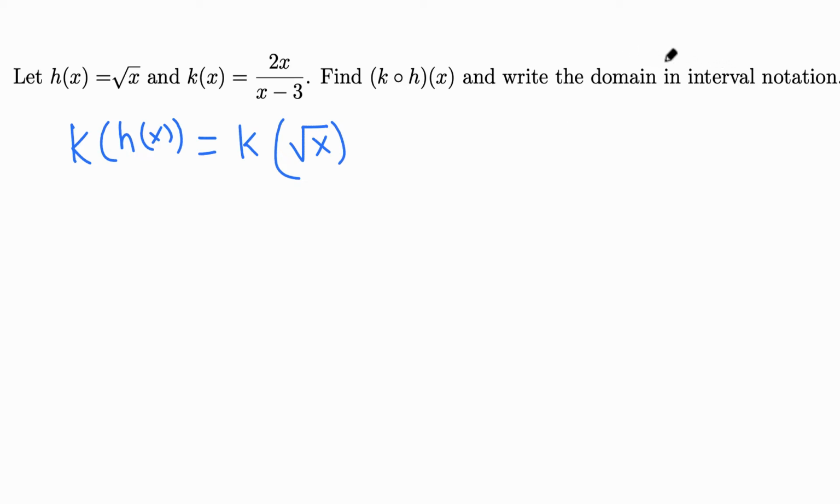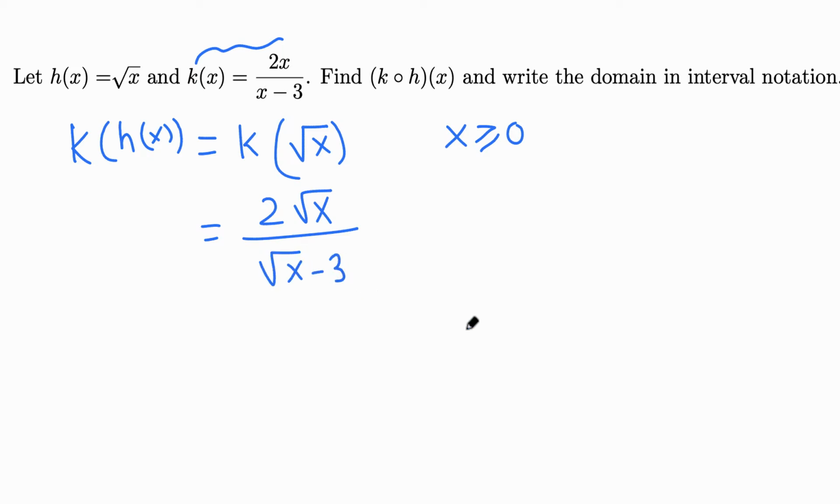And we need to find the domain as well later. So look at this. Square root is defined for non-negative numbers, so x must be bigger than or equal to 0. Okay. Now we work on k of input. From this, k of input is 2 times input over input minus 3. And we cannot simplify further. This is it. Okay, and we have the restriction x bigger than or equal to 0.